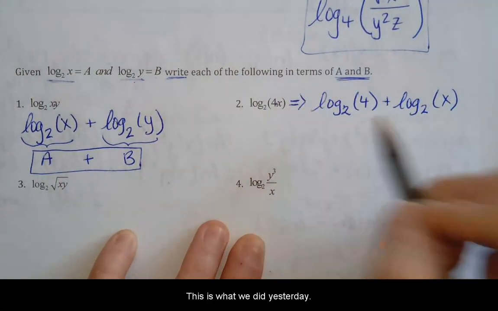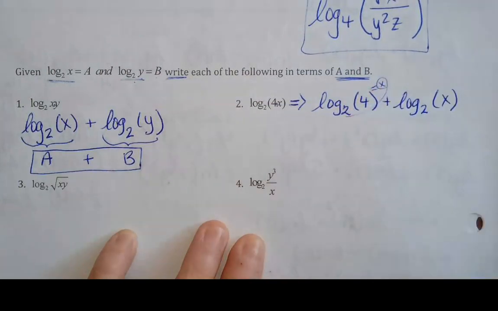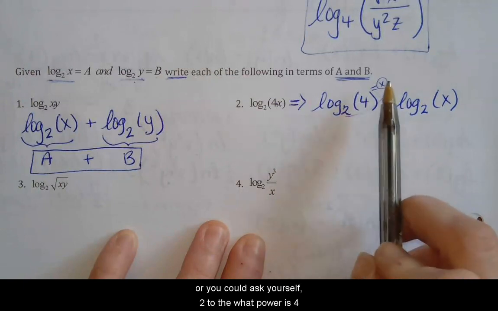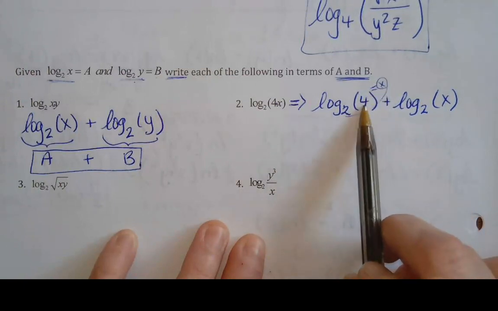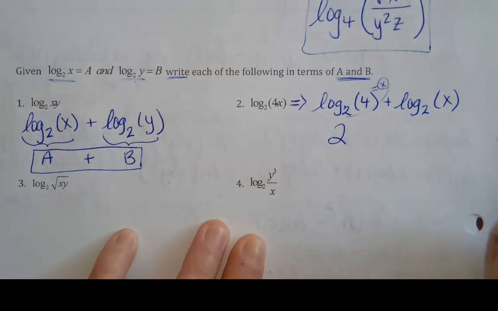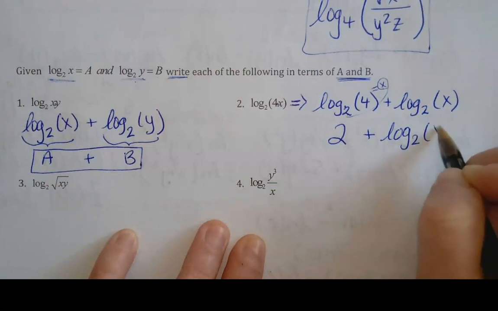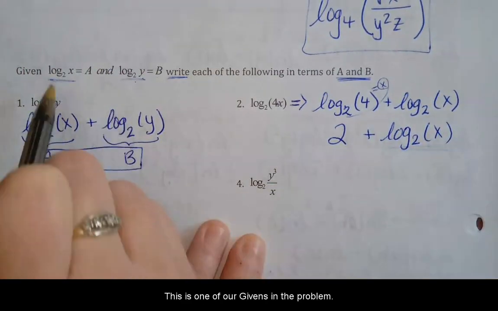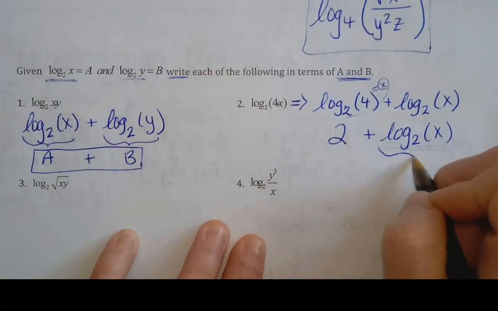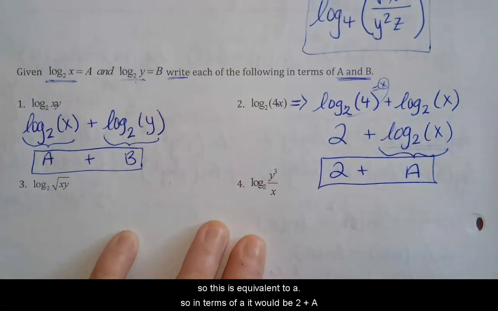This is what we did yesterday. You could lasso it up if you want, or you could ask yourself 2 to the what power is 4. So overall, this has a value of 2. 2 squared is 4. Plus log base 2 of x. This is one of our givens in the problem. So this is equivalent to a. So in terms of a, in this case, it would be 2 plus a.